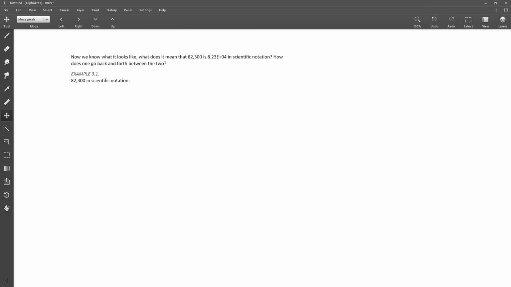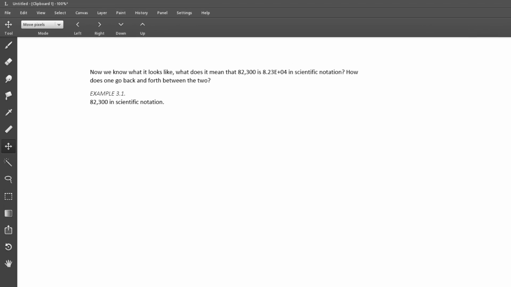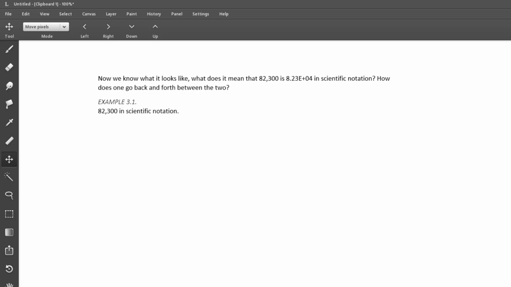So now that we know what scientific notation looks like, and I am going to use both the classical version and the modern version of scientific notation, how do you go back and forth between the two? And what does it mean that 82,300 is the same as 8.23e+04 in scientific notation? So let's take a look at example 3.1 to talk about this a little bit. We're going to talk about 82,300 in scientific notation.